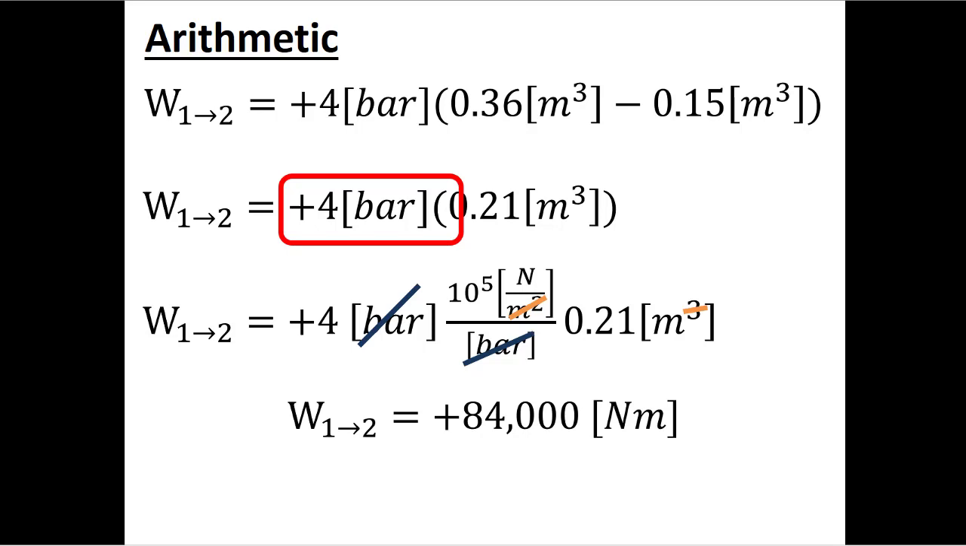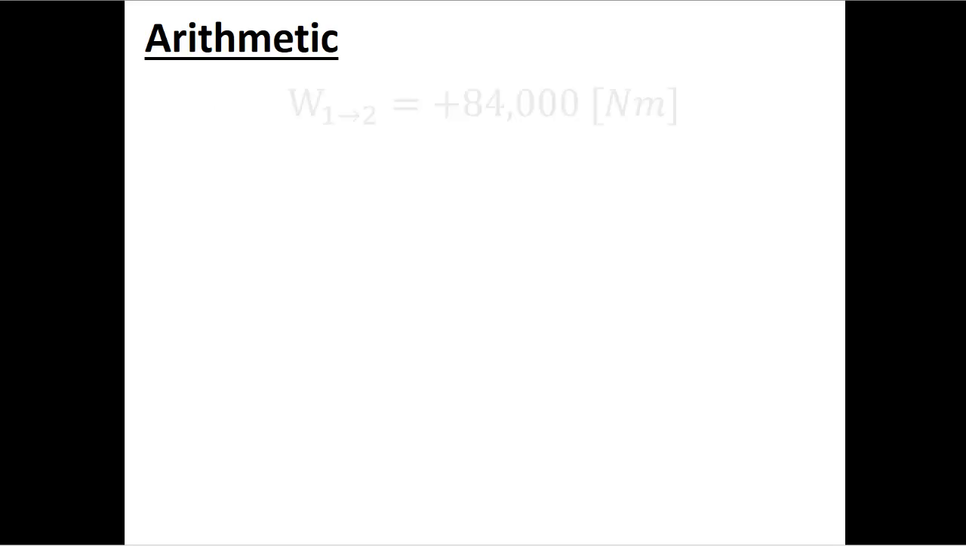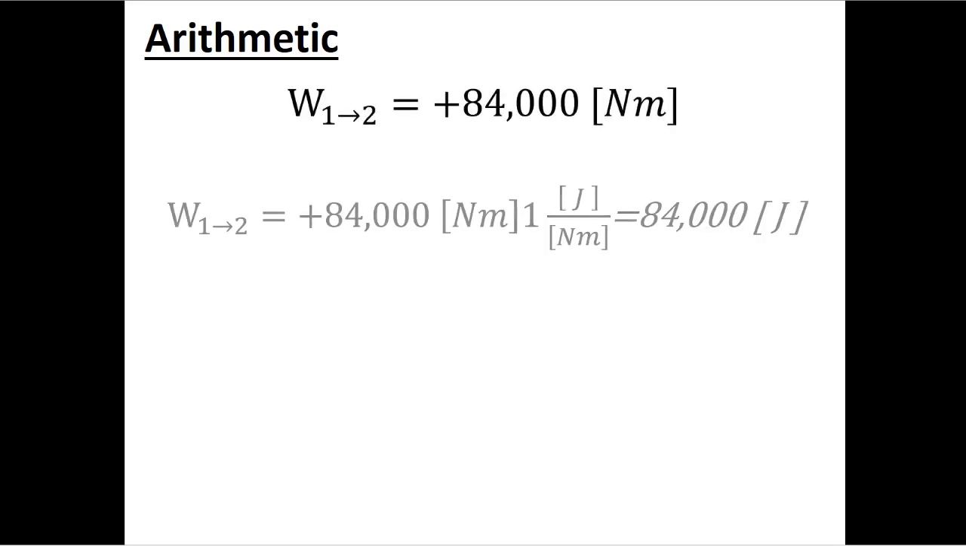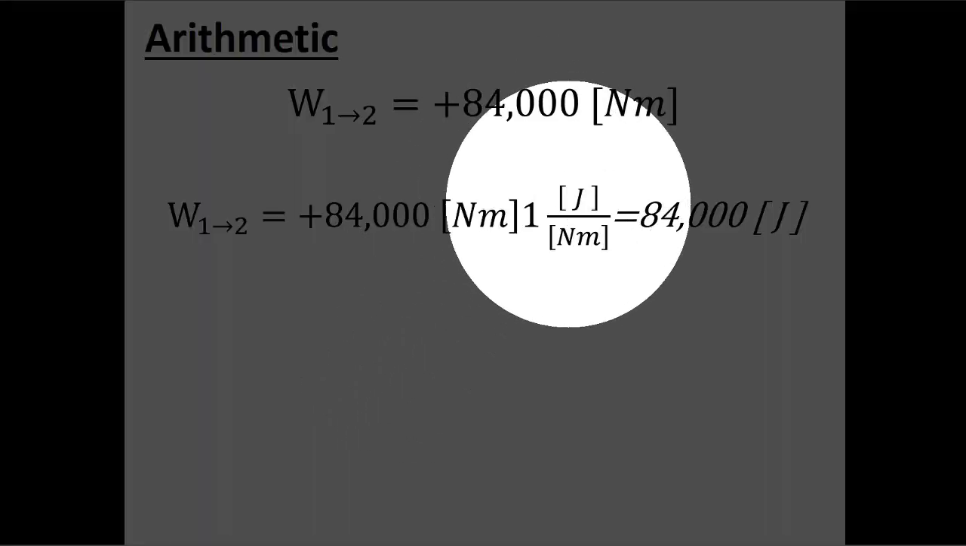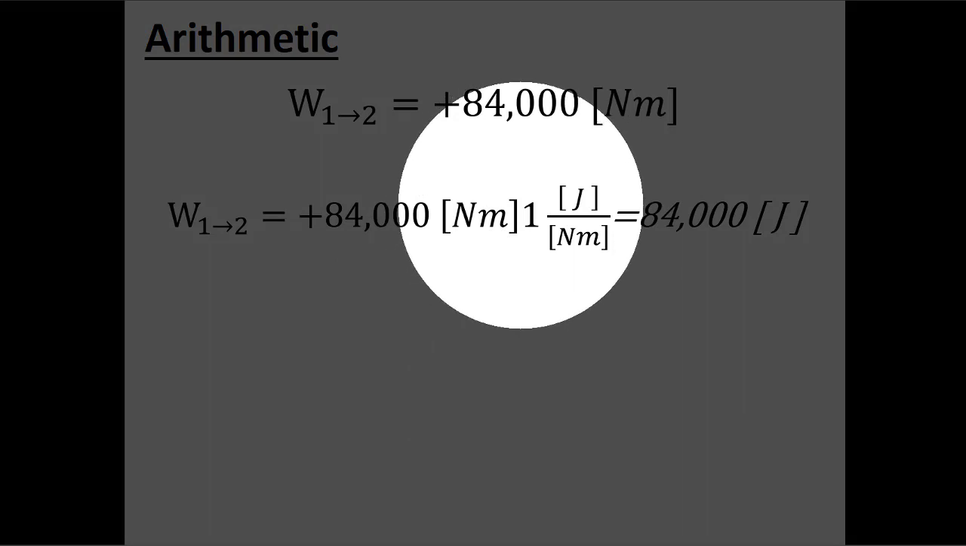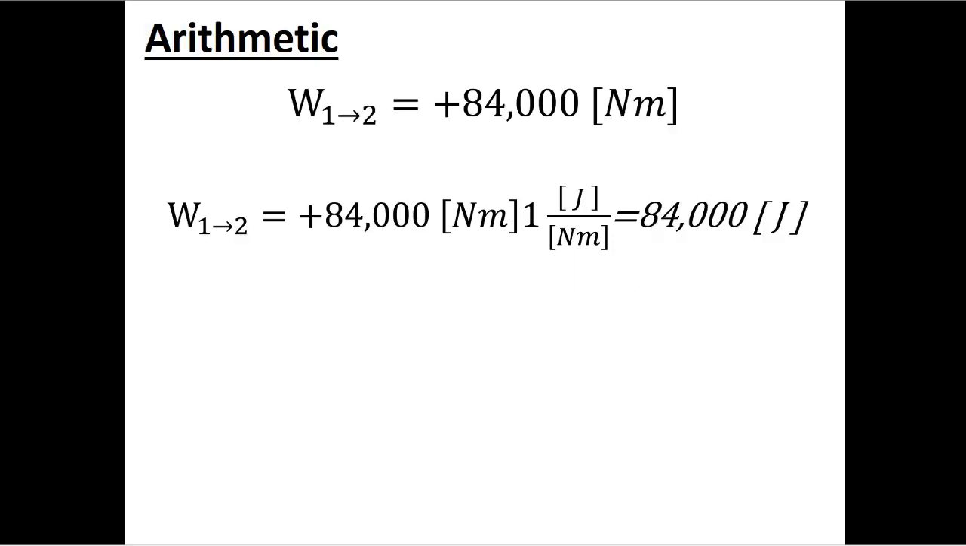So now I have 84,000 Newton meters. I know that 84,000 Newton meters is 84,000 joules, because again, I can do this simple unit conversion here that 1 joule is equal to 1 Newton meter. So here, my Newton meters cancel out, and I get 84,000 joules.